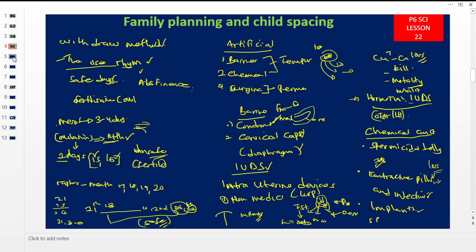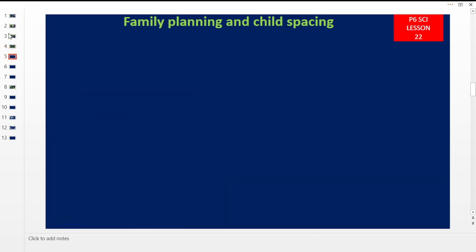So then from there, after looking at those ones, let us look at now the surgical methods. The surgical methods are also called permanent methods, and these are two methods. We have those ones that are for males and that one for the females. Now this one involves cutting and ligating. To ligate means you cut and ligate. This one you also cut and ligate.